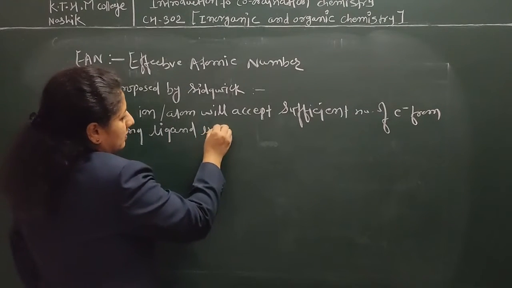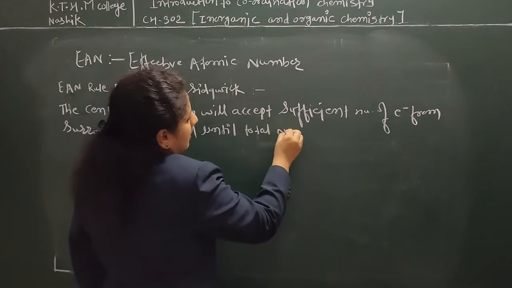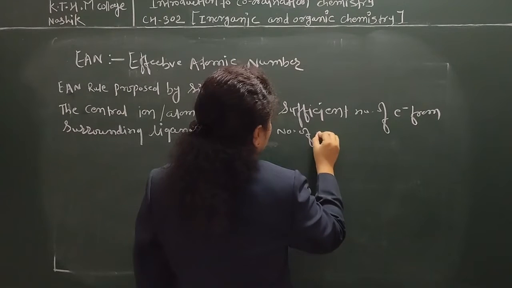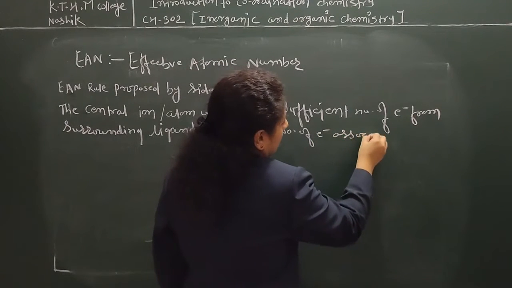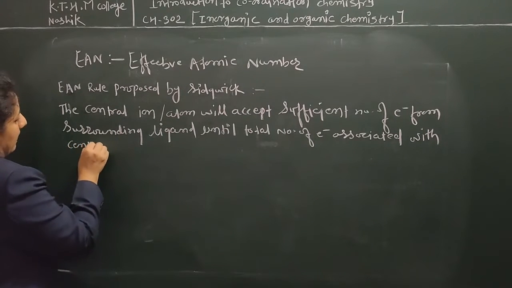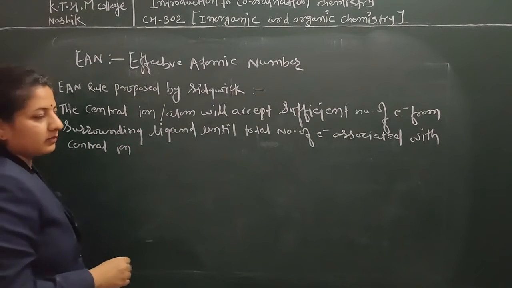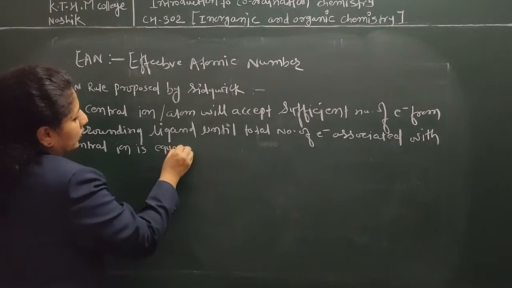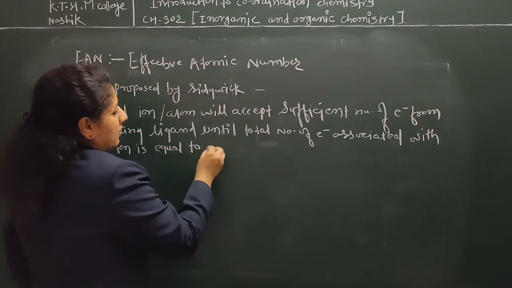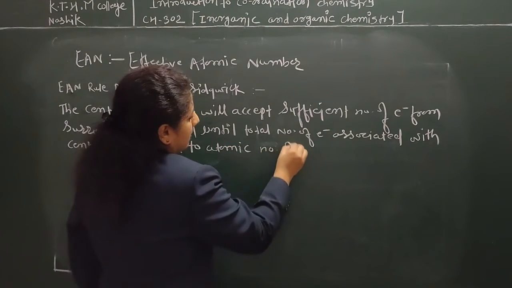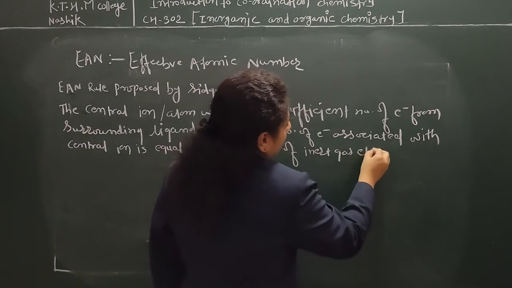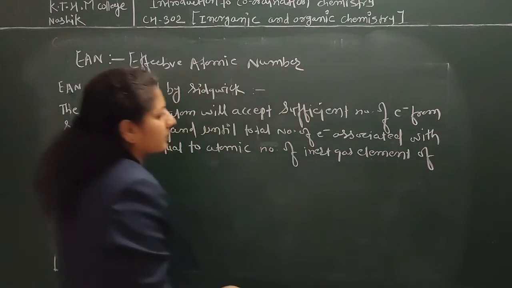until the total number of electrons associated with the central ion or atom is equal to the atomic number of the noble gas or inert gas element of that period.